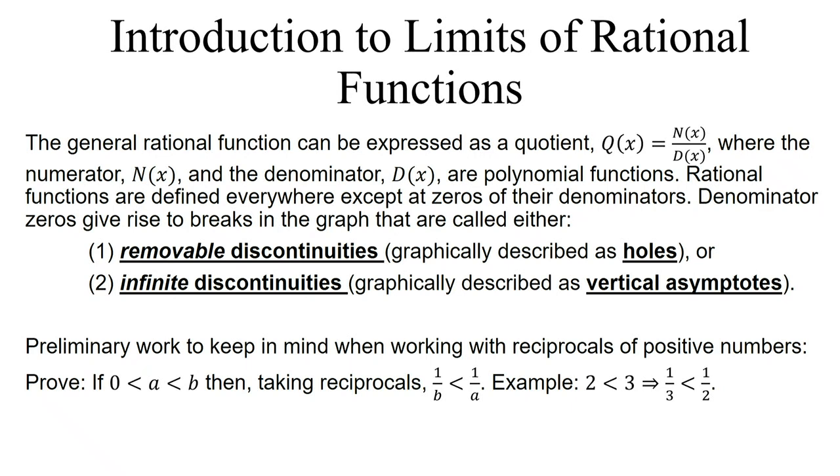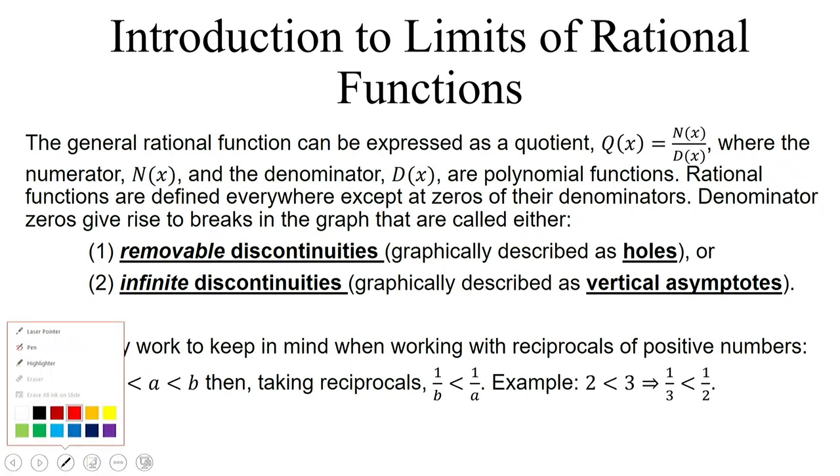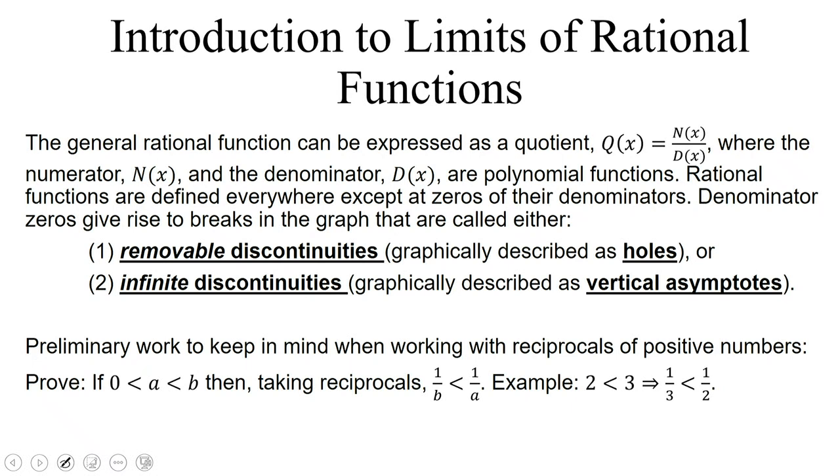So last time we talked about limits of polynomial functions. Today we're going to discuss rational functions. These are expressions that are ratios of polynomials. And they cause slightly different situations to arise, particularly when the denominator turns out to be 0.